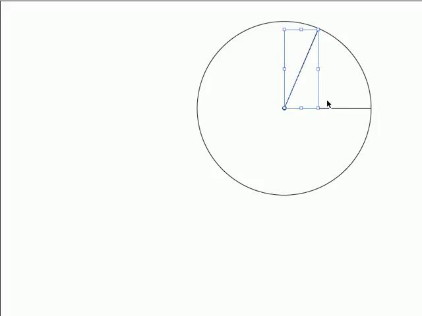Let's go to my marker here. And what am I doing? Arc length, that's what I want to find. It's arc length.